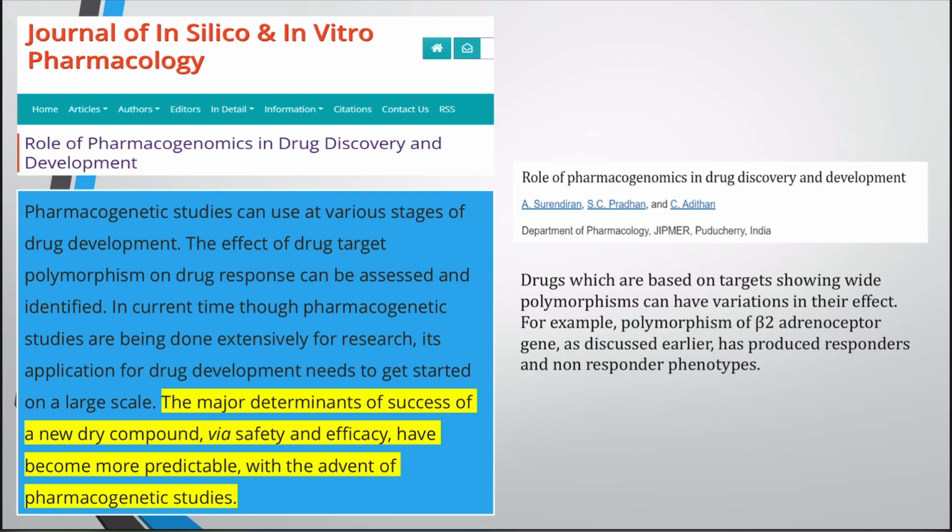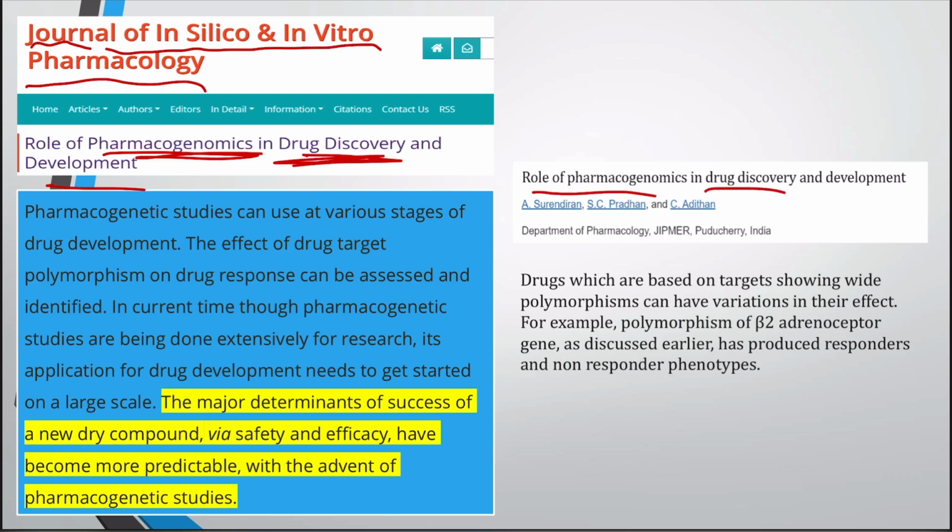So you can see one article from the Journal of in silico and in vitro pharmacology, which supports the role of pharmacogenomics in drug discovery and development. Then we have the role of pharmacogenomics in drug discovery and development from other articles also. This one is produced by some of the authors from the Department of Pharmacology, JIPMER in India. So we can see several studies where we are stressing the fact of pharmacogenetics and considering it for the purpose of drug development.